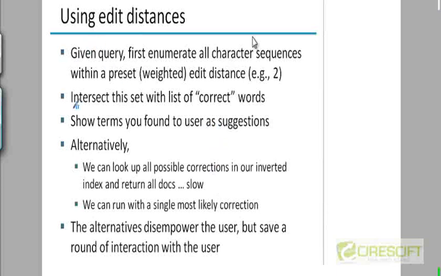Okay, so the basic idea here is start from the query and look at all the strings that are at a distance of 1, or you can define the threshold as 2, from the query. For each of those strings, check whether that string is found in the dictionary or not, in the lexicon. And if it is found in the lexicon, note what its collection frequency is in the dictionary, and come up with this ranked list of spelling corrections.